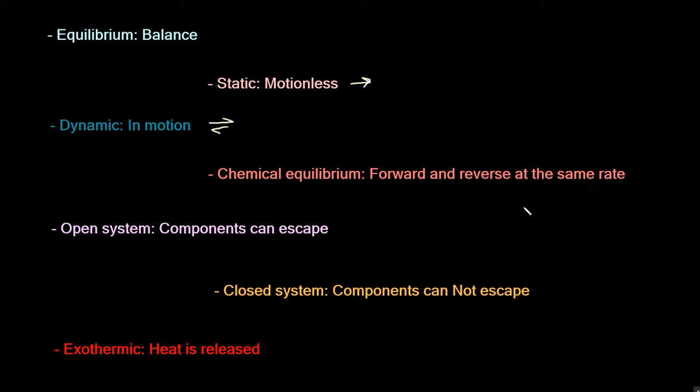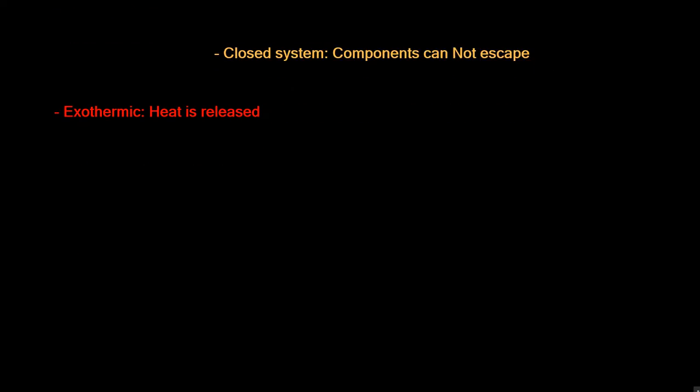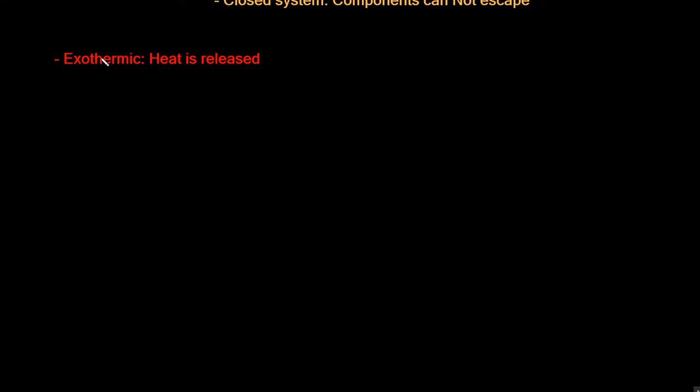So we have two different types of reactions. We have exothermic, which is when heat is released, for example combustion reactions, lighting up a fire, lighting up a match. Then we have endothermic reactions where heat is absorbed, for example boiling water, thus creating vapors of water.